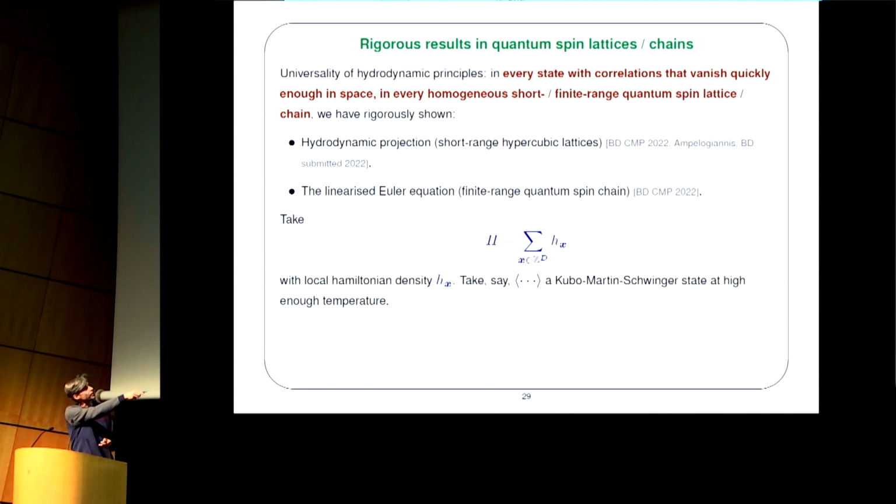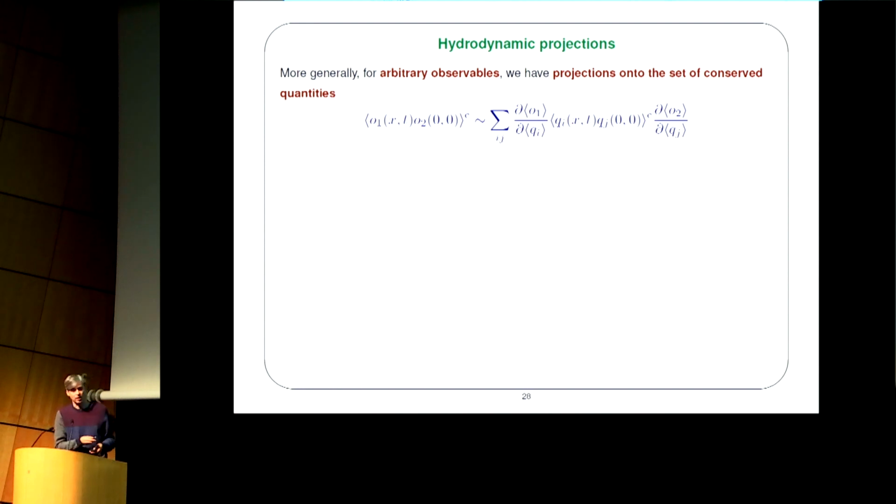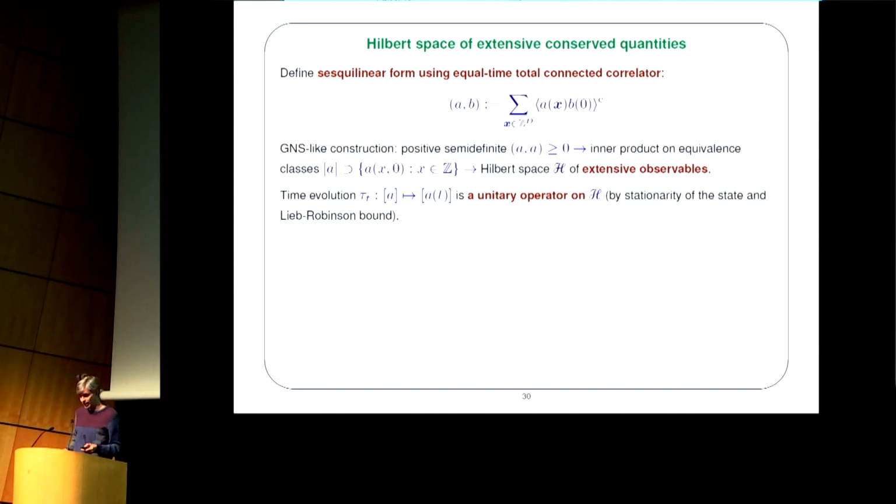And the state that you take, you can take it to be some kind of thermal state of high enough temperature so that you are sure that correlations vanish quickly enough in space. So the idea is that you can construct from this the explicit set of hydrodynamic modes over which the projection goes. Here, it's kind of non-trivial to know what are all the correct extensive conserved quantities, the hydro modes. Well, it turns out that you can explicitly construct this space of hydrodynamic modes purely using the two-point functions within the state of interest, within the thermal state.